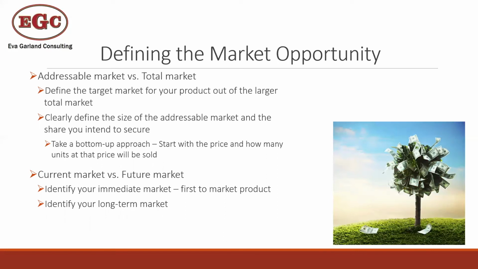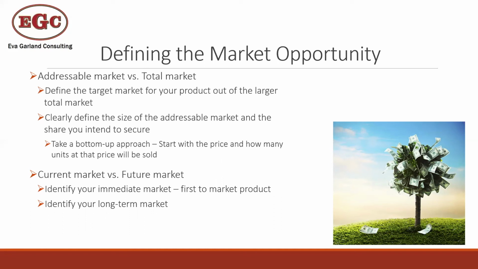So in defining your market opportunity, you have to think about addressable market versus total market. This goes back to that commercialization plan do and don't of saying that you're going to get 40% of this $1 billion market. That's your total market. When you're describing your market, you need to say how big the total market is, but then there's this addressable market, and this is the market that you're actually going to be able to get some traction in. So you're going to define what the actual target market is for your product out of that larger total market. And you want to be able to clearly define the size of this addressable market, and this all comes down to how much information you're able to dig up.